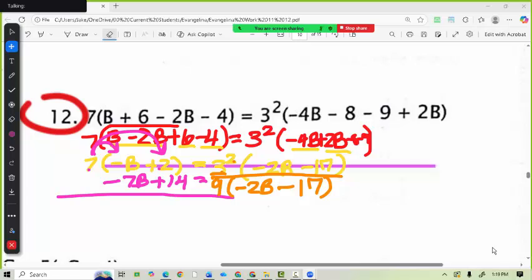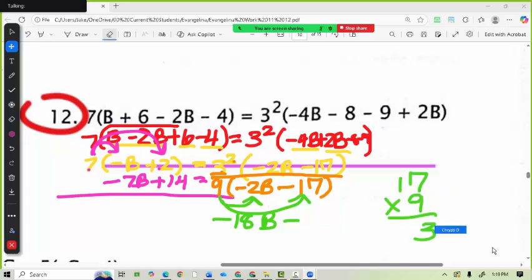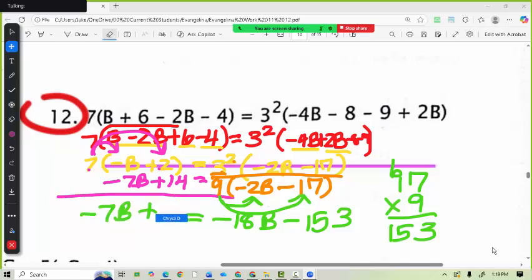All right, and now the next step, there's nothing more I can clean up on the left, but on the right here, now I can multiply, I can distribute out that 9. So it's going to be negative 18b, take away, and then 17 times 9. So it's going to be 153 equals negative 7b plus 14.